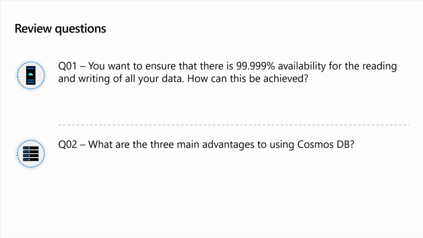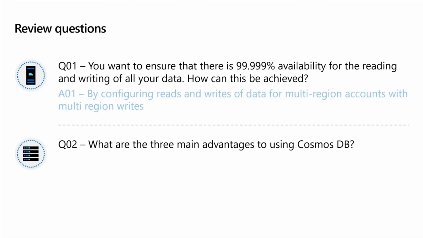So check this out. You want to ensure there is 99.999% availability for read and write of your data. How can this be achieved? We can configure multi-region accounts and do multi-region writes. You just need to enable multiple Cosmos DB endpoints, and then the high availability will increase, the nines will increase.